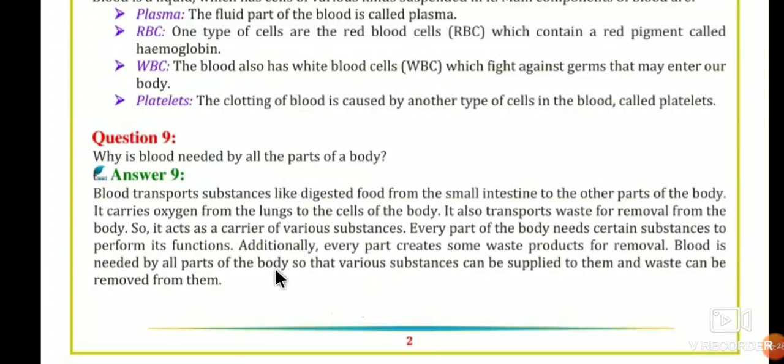Blood is needed by all parts of the body, so that various substances can be supplied to them and waste can be removed from them. Blood supplies the various parts of the body with what is necessary, and removes the waste products from different parts of the body. That's why blood is very important in our body.